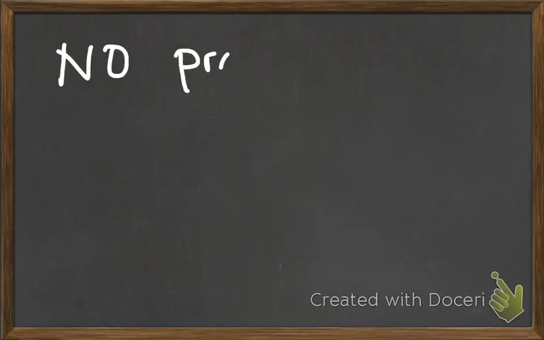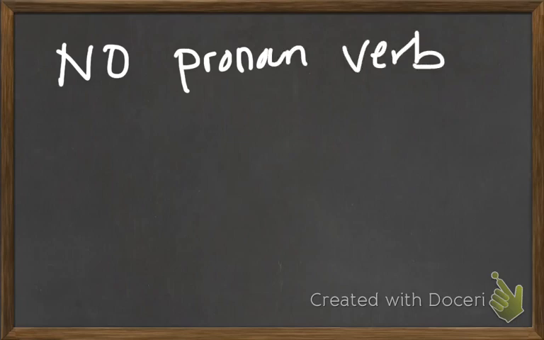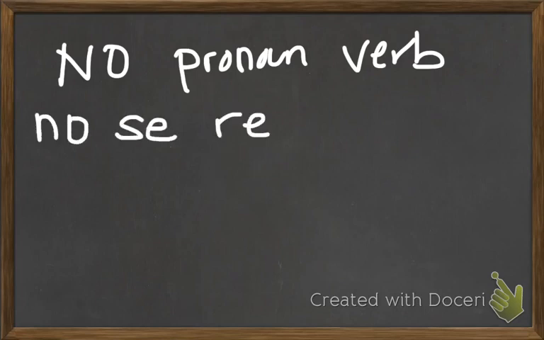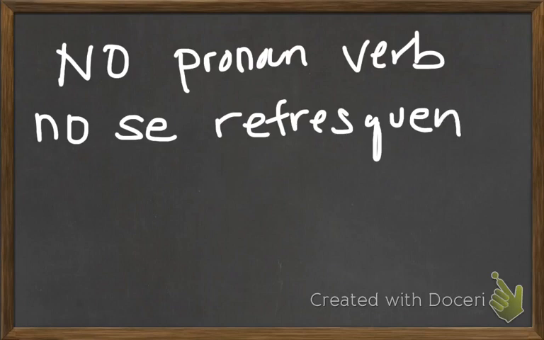Our negative commands are a lot easier. It goes no, and then pronoun, and then the verb, the negative command. So that same command would be no se refresquen. Three words, three different things. We didn't upset the balance of the vowel, so it's all set. These are the same with our reflexive pronouns, with our direct object pronouns, with our indirect object pronouns. They all get smushed on the back there.